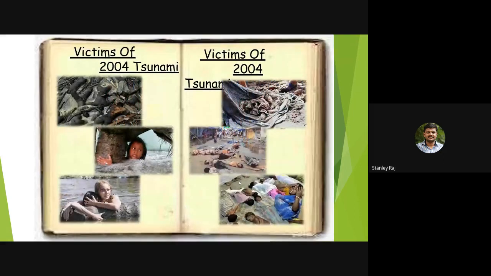Victims of the 2004 tsunami, many lost their lives, many lost their children. See this picture. How cruel is this? How many children died in the tsunami? Remember all these bad incidents happened in our history. Try to rectify and eradicate all these things through your science.